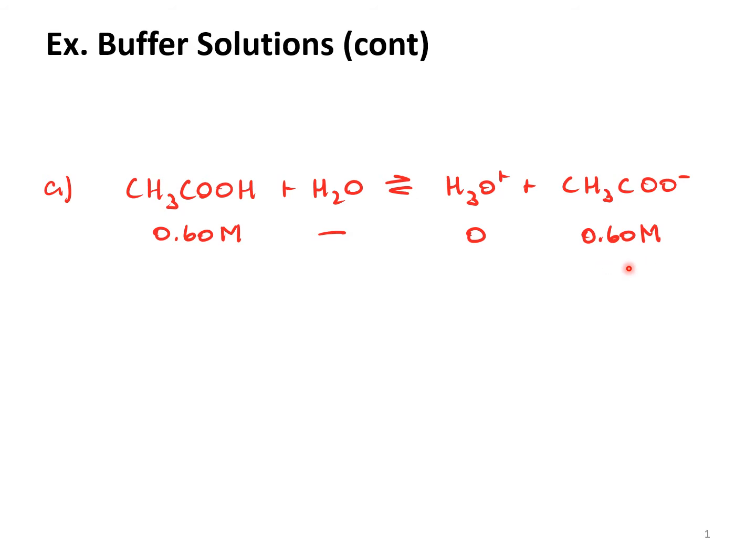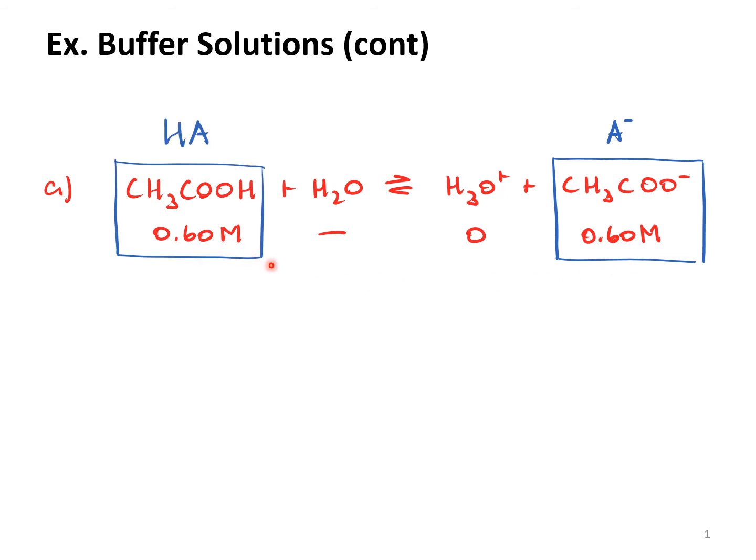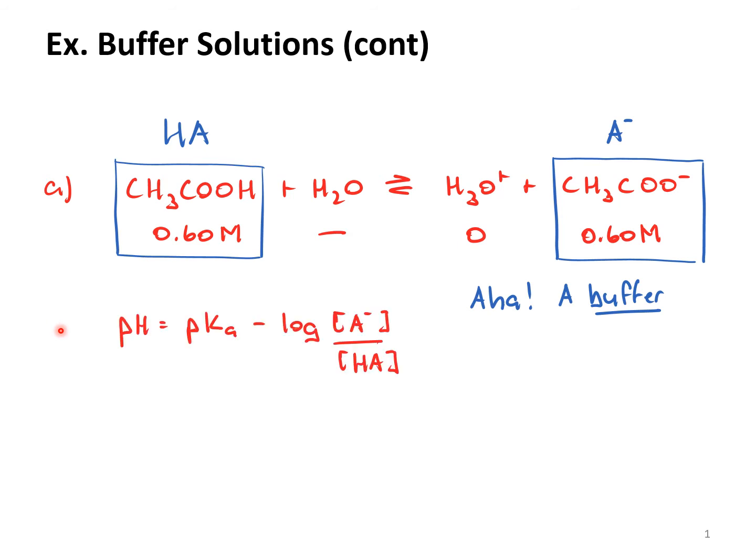Here we can recognize that we have a weak acid and its conjugate base, and so we can tell ourselves, aha, I have a buffer. Next, we'll write the expression for the Henderson-Hasselbalch equation, which will allow us to calculate the pH of our buffer system. And we see that pH equals the pKa plus log of A minus divided by HA. Here, we can put in the value for acetic acid, as well as the value for the acetate ion.